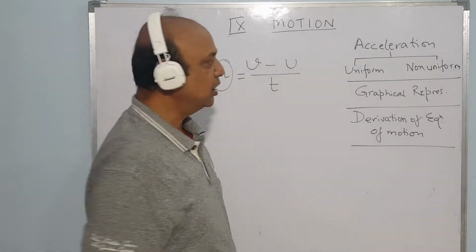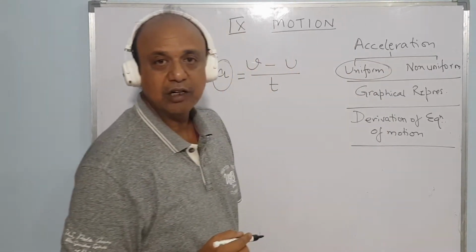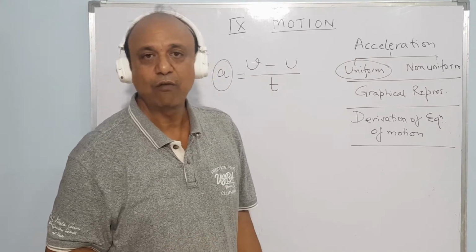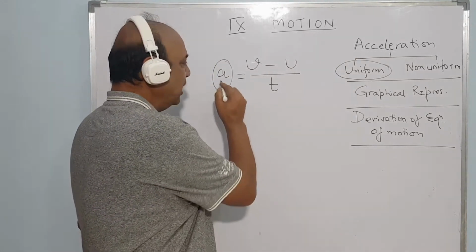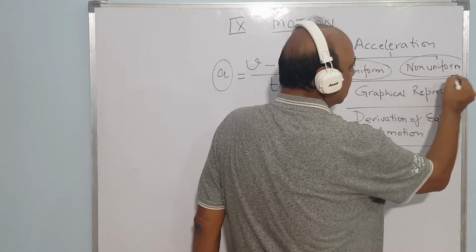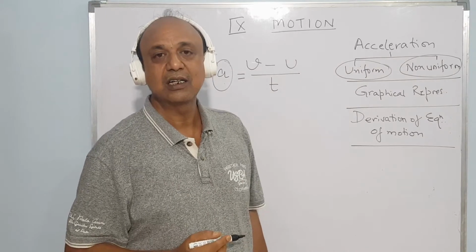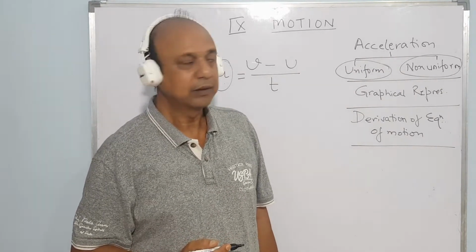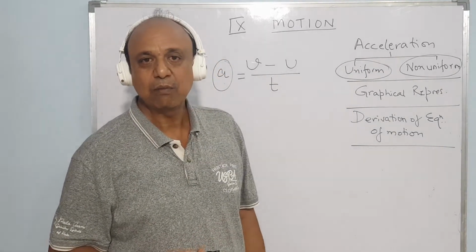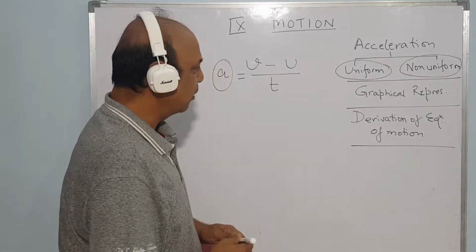If acceleration is constant, the motion is uniformly accelerated motion and the acceleration is uniform acceleration. If a is not constant, then the motion is non-uniformly accelerated motion and the acceleration is non-uniform acceleration. We will see its examples in the coming lectures. Let us proceed to the graphical representation.